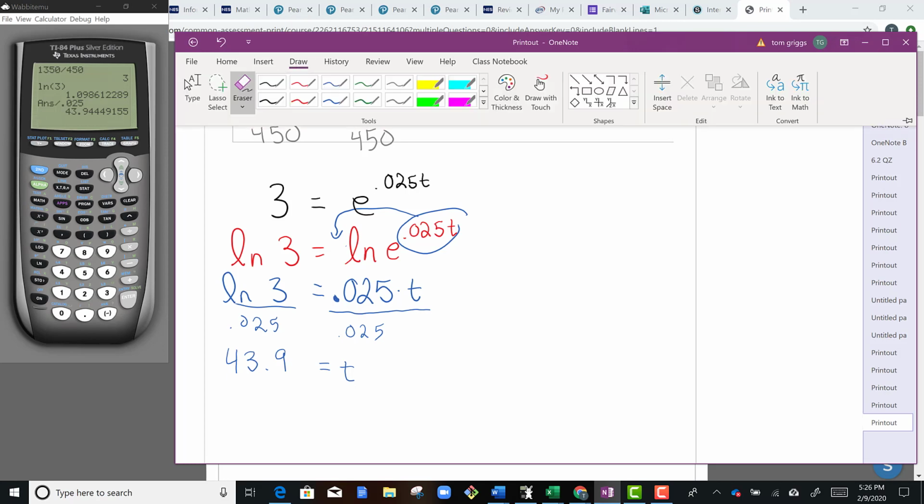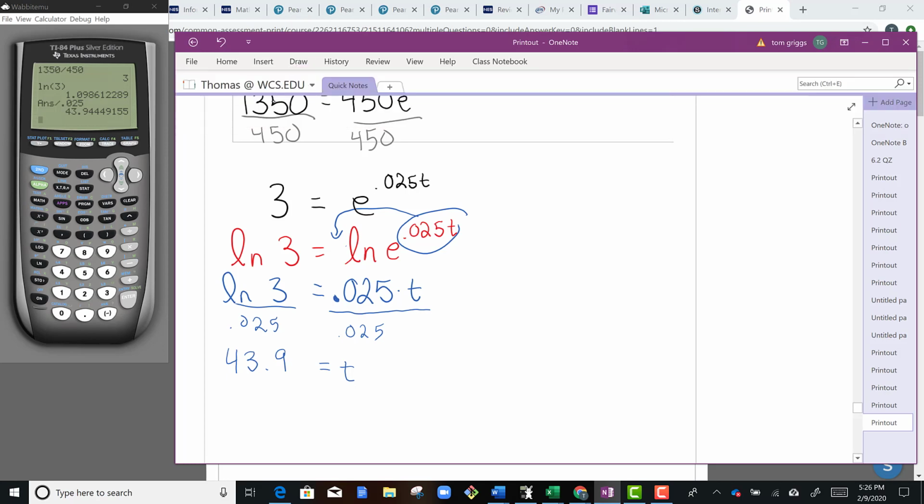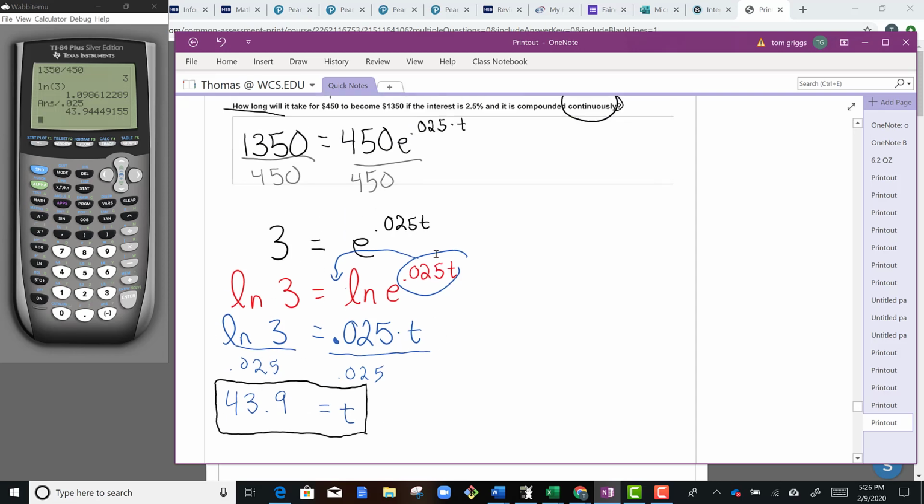Other people might say, if they want to know how many full whole years it takes, an argument could be made that the answer is actually 44, because at 43 years, it wouldn't get to that point. At 44 years, it would be over that point, but we've at least reached that point. But let's just go with what the directions say, round to the nearest tenth, so 43.9.